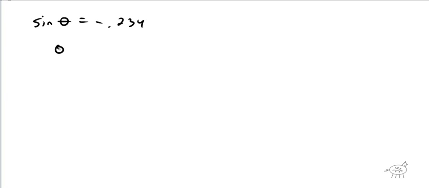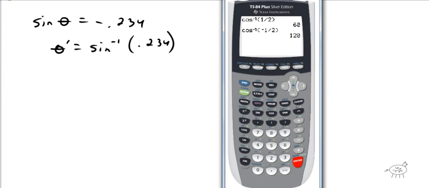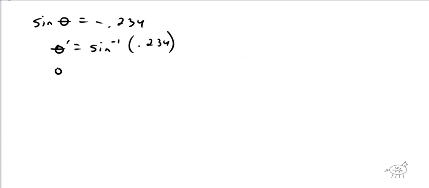Well, the first thing I'm going to do is find the reference angle, and the reference angle is inverse sine of positive 0.234. Always use the positive values. So let's bring our calculator up here. We're going to do second sine of 0.234. We get our answer is 13.5 degrees. We'll just put it in as one decimal here, okay? So theta prime equals 13.5 degrees.